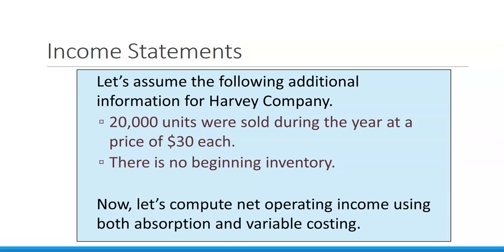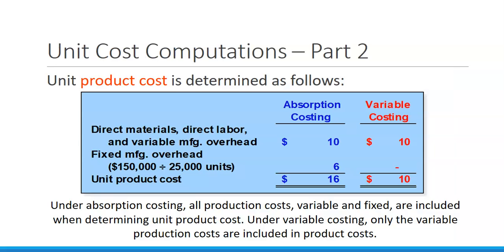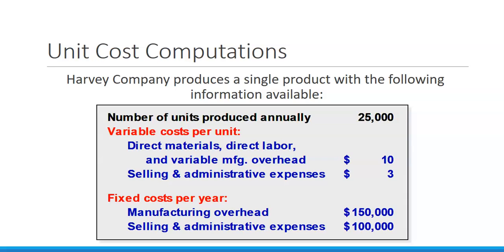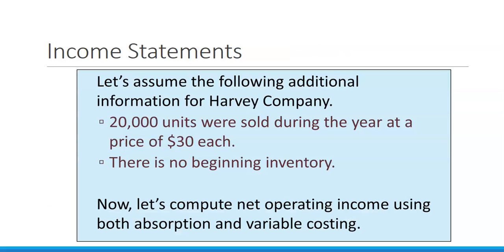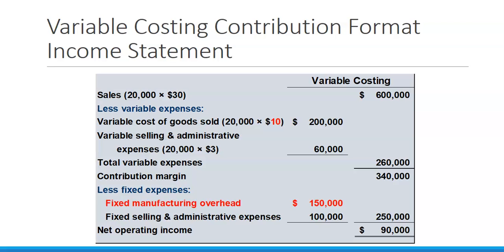Now we're going to look at an example where we sell 20,000 units during the year at a price of $30 each. We have no beginning inventory in this example. You can see here that we made 25,000 units, so our number of units produced annually is 25,000. In this example, we've sold 20,000 of those units, so we have 5,000 units sitting in finished goods inventory.